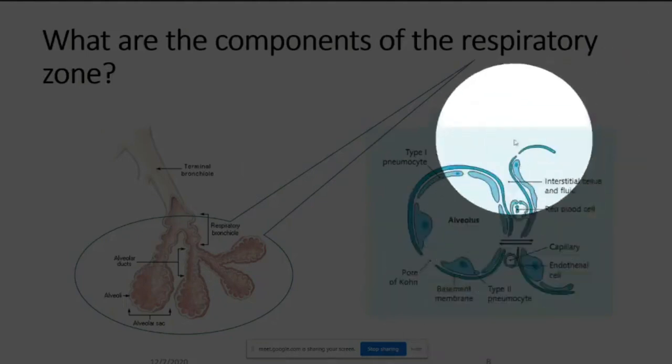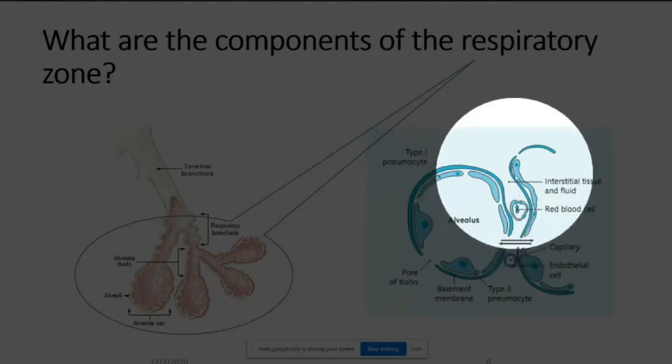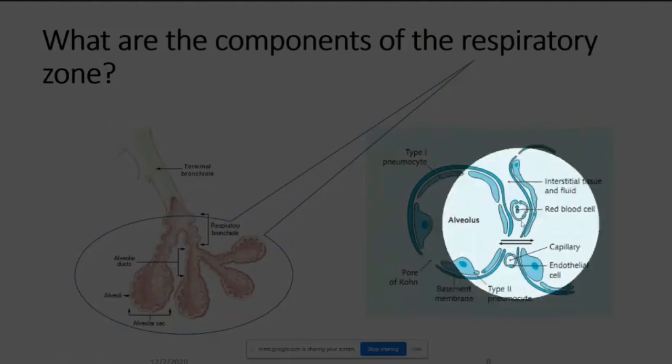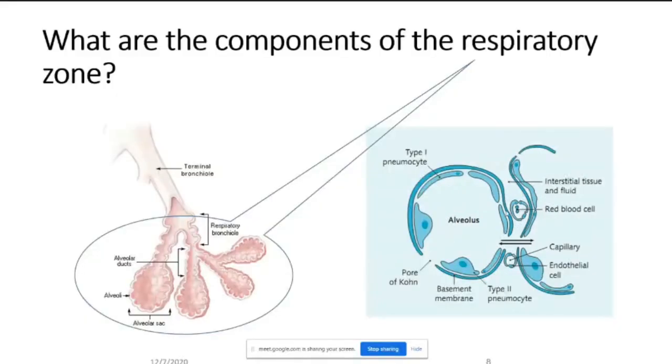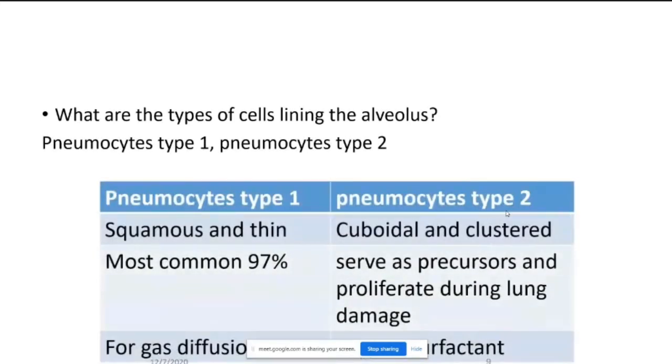Next to that we have the interstitial tissue and fluid. This is the RBCs, and as you can see, this is a very thin membrane. This thin membrane separates the blood vessels from the alveoli, and it will allow for gas exchange. What are the types of cells lining the alveolus? As we said, we have pneumocytes type 1 and pneumocytes type 2. The difference is that pneumocytes type 1 are squamous, thin, and common, and they are responsible for gas diffusion.